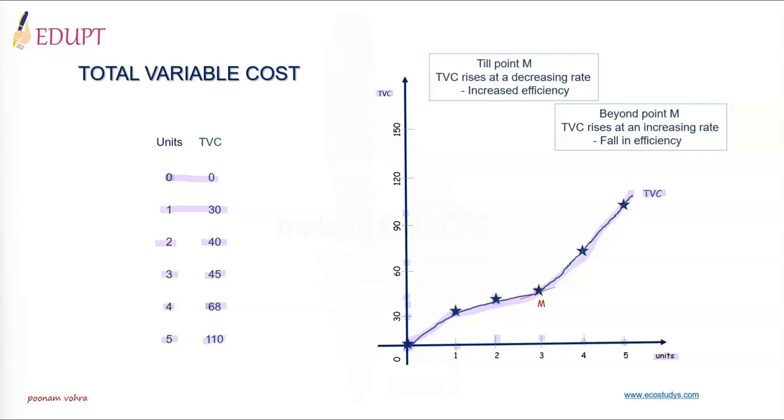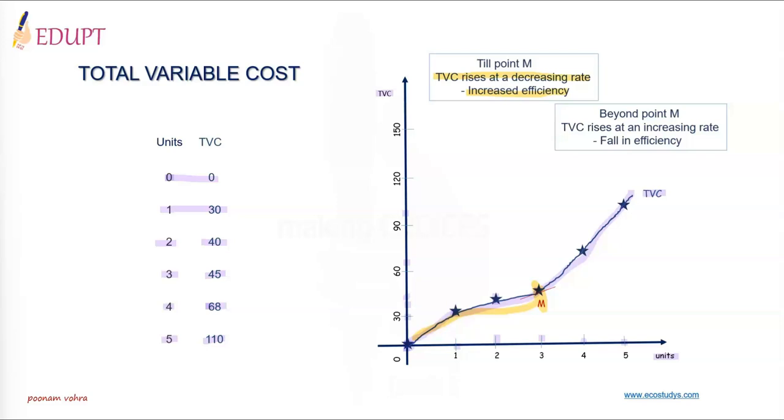There are two phases of total variable cost as output increases. In the first phase, total variable cost rises but at a decreasing rate. It means that every unit of output produced involves a lower cost. It is because of the increase in efficiency of the variable input due to proper utilization of fixed inputs, specialization and division of labor.